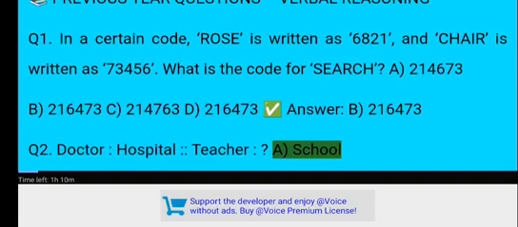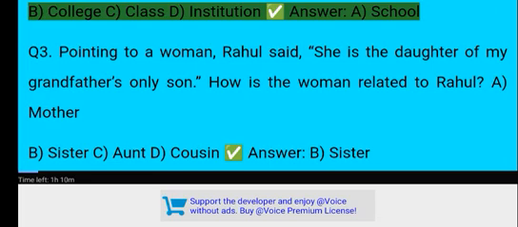Q2. Doctor is to hospital as teacher is to what? A, school. B, college. C, class. D, institution. Answer: A, school.